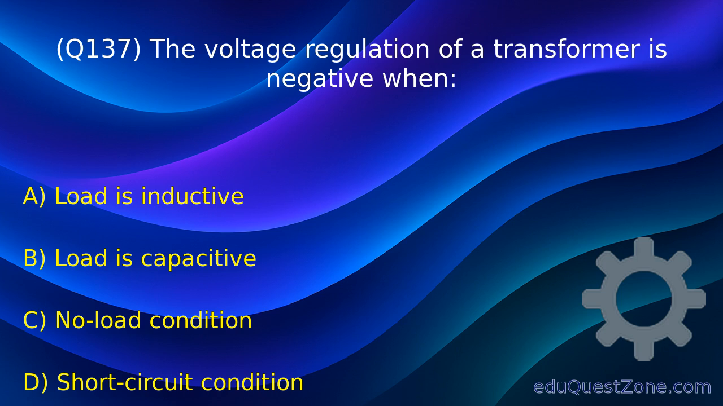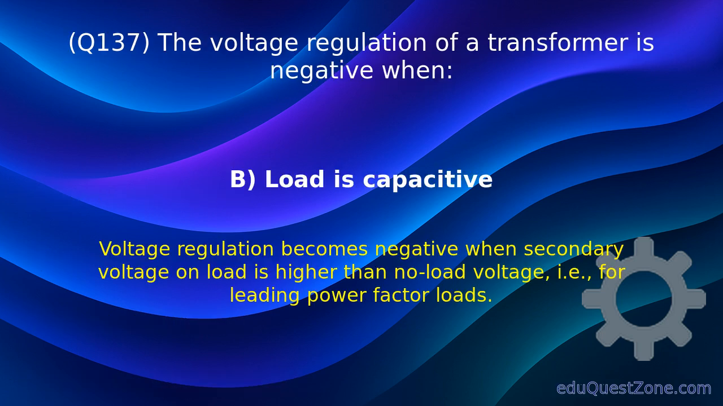Question 137. The voltage regulation of a transformer is negative when... Option B, load is capacitive. A transformer shows negative voltage regulation for leading power factor loads.